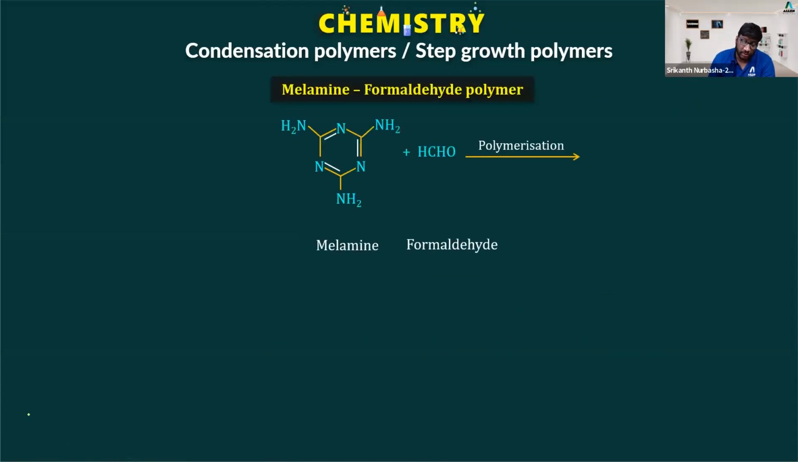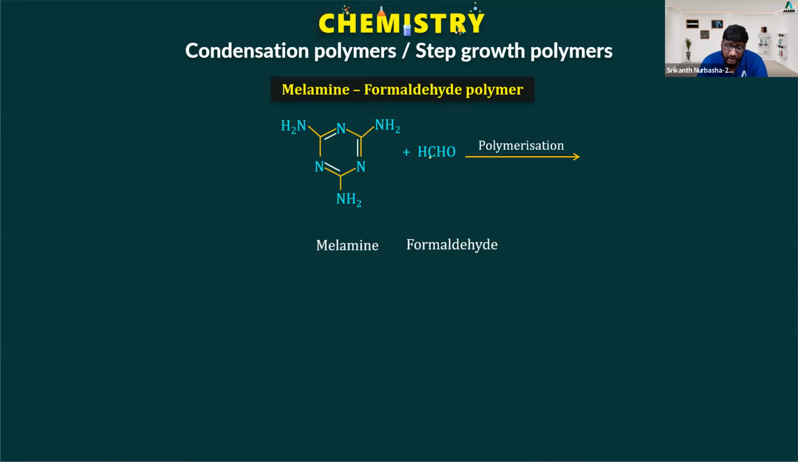Melamine formaldehyde polymer. Melamine, what is melamine? You have to remember the structure. Just remember benzene: 3 alternate carbon atoms you replace with nitrogens, and on the remaining 3 carbon atoms you place NH2 groups. Just draw the benzene, replace 3 alternate carbons with nitrogen atoms, and on the remaining 3 carbons substitute the NH2 groups. That is nothing but your melamine.